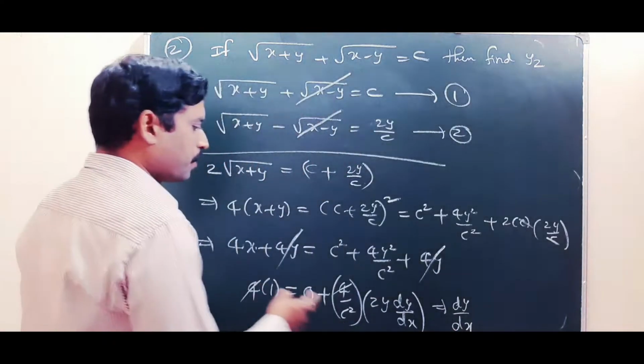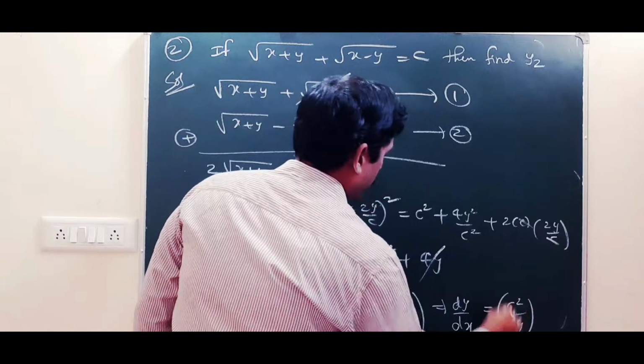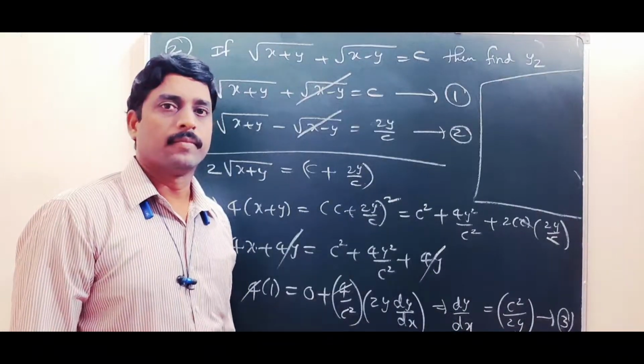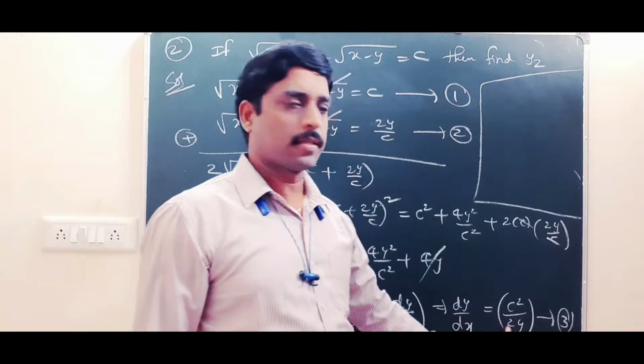So let us do cross product, c square by 2y. So let us take equation 3. But our target is y2. So again, differentiation with respect to x on both sides.